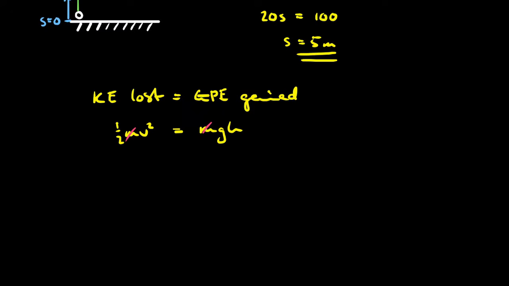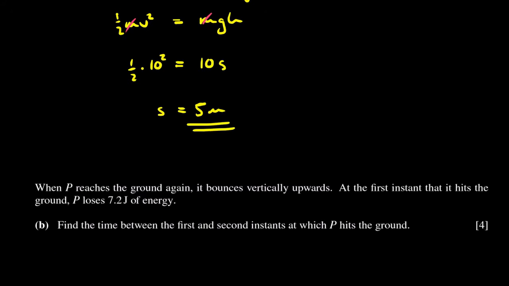And our initial velocity was 10, so we've got a half times by 10 squared is equal to g, which is 10, times by h, which in this case we call s. So 10 squared is 100, divided by 2, 50, divided by 10, 5. So again, we get 5 meters. It doesn't matter which method we use there, it gets the same answer.